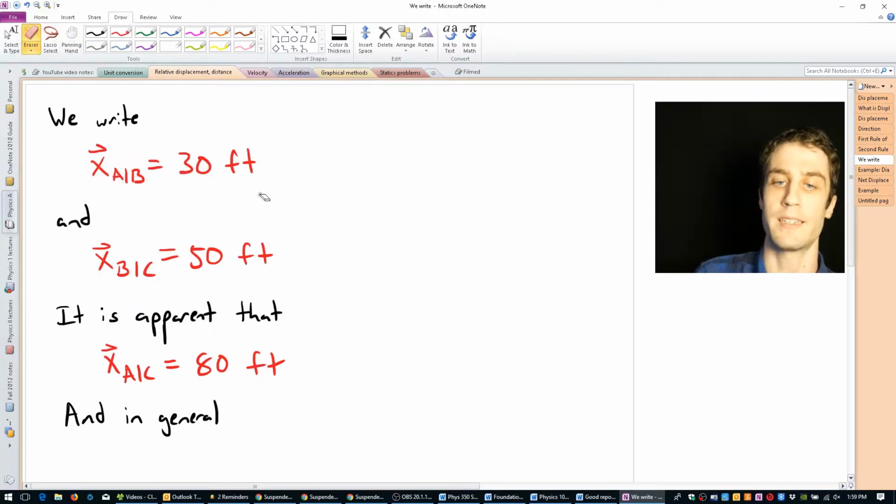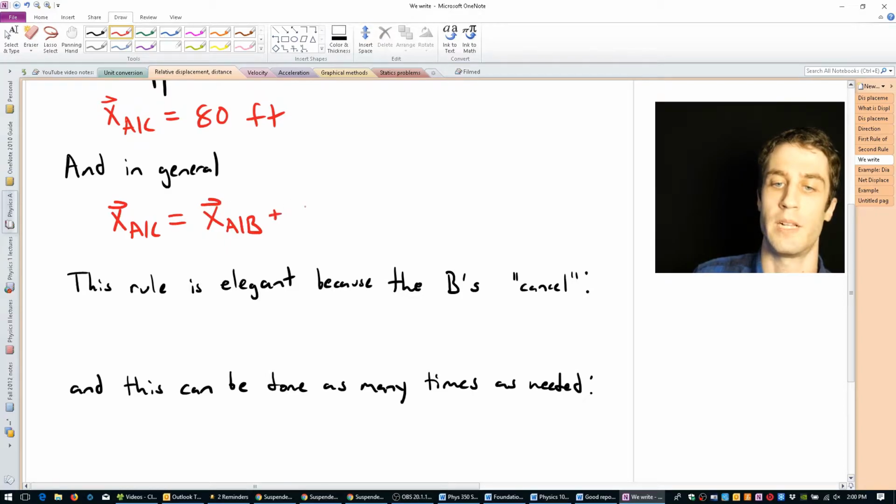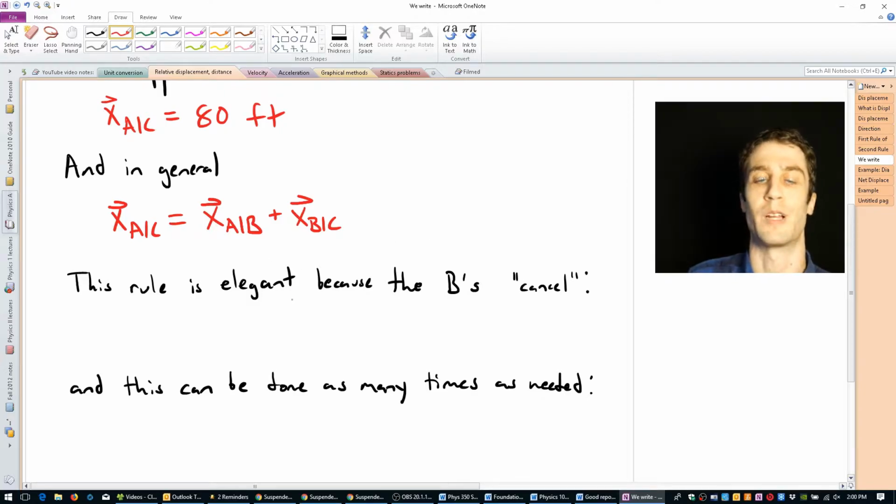Well, we added these two quantities, and in general, what you'll find is XA relative to C is equal to XA relative to B plus XB relative to C. All right. Now, if you want to remember this rule and know how it's applied, you should realize that it's elegant, or at least I think it's really elegant. I like it a lot, because the B's will quote-unquote cancel.